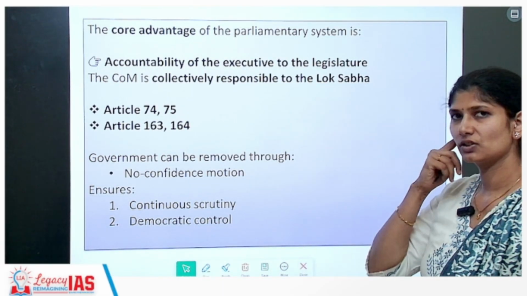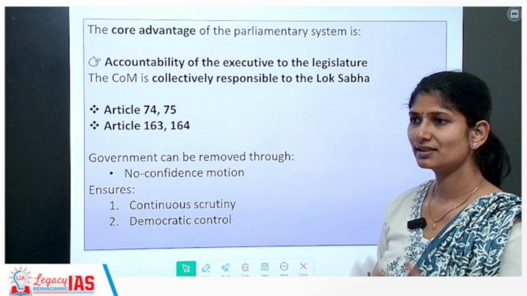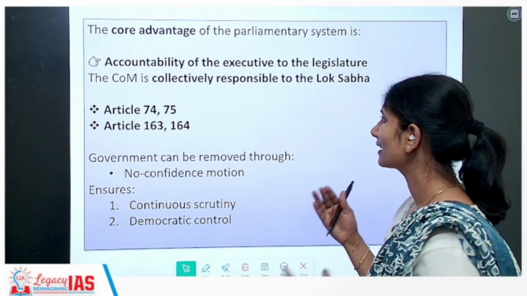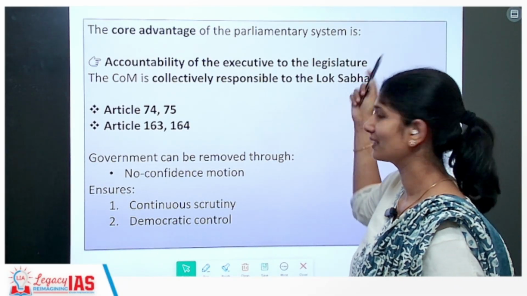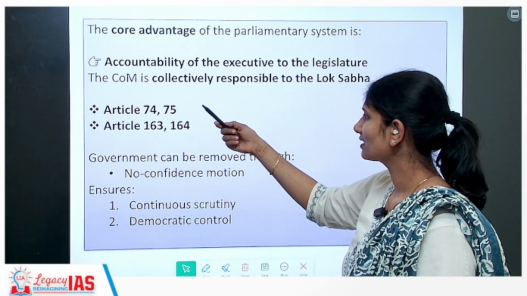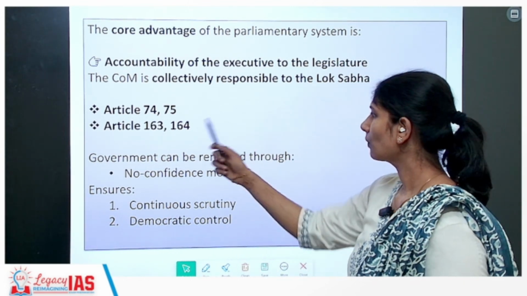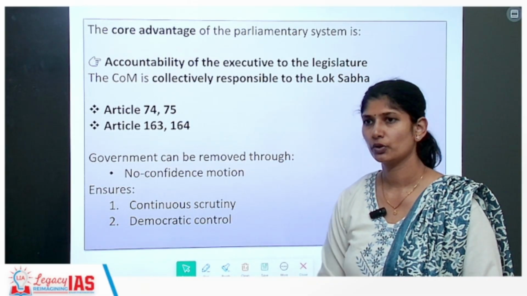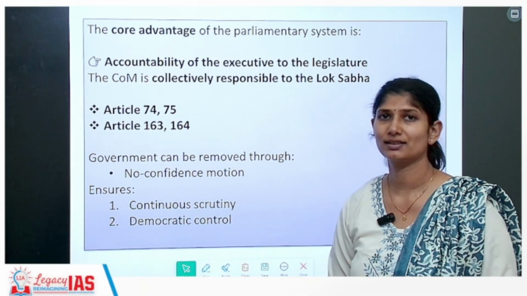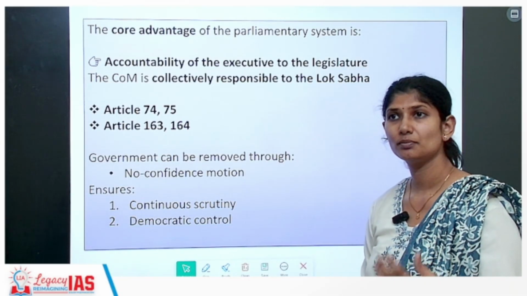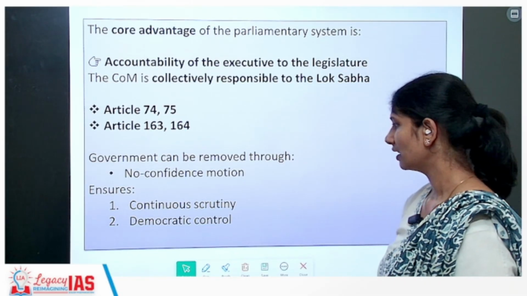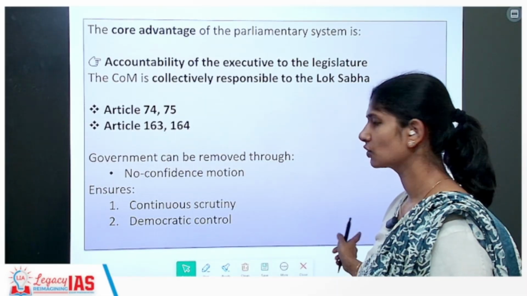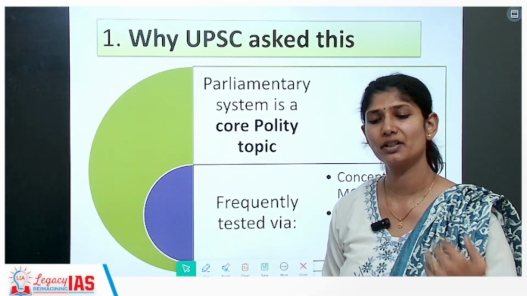Now let's see why this question was asked. Again, this is the same aspect, bringing back the parliamentary versus presidential form of government, where the collective responsibility of the Council of Ministers to the Lok Sabha and the respective state legislature is seen in Articles 74, 75 for the center, and Articles 163, 164 for the state. So the government can be removed through a no confidence motion, that is, if the legislature has lost trust in the government. Why is this feature very important? Because it leads to continuous scrutiny and democratic control. The people have the control.